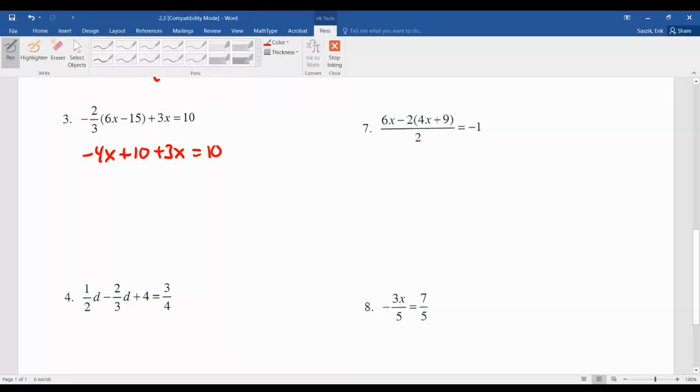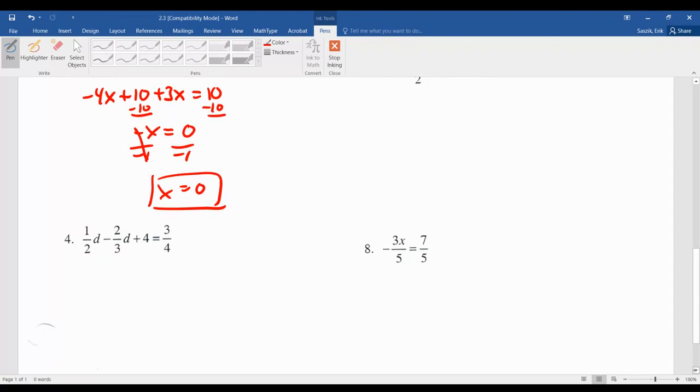Now combine like terms like we did in the previous one. Negative 4x and positive 3x would be negative x. You know what? At the same time, let's go ahead and move this 10 over. So we get negative x equals 0. Sometimes that bothers people, but 0 is okay. Of course, 0 divided by anything is just 0.